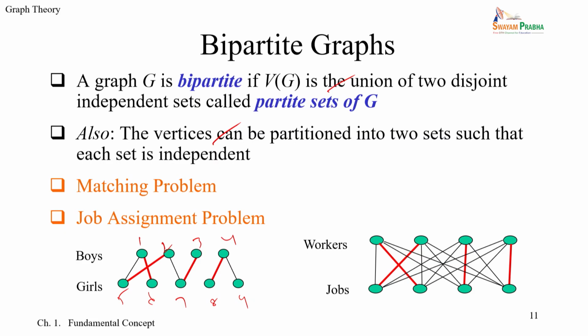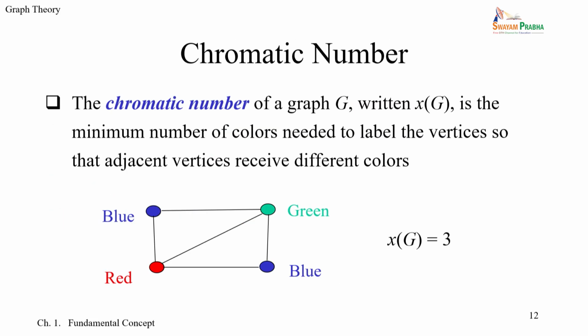Job assignment. See, the workers and jobs are the two categories. If workers can do all the types of the job, therefore, it is connected to all the 4 vertices, and similarly the second worker can also do all the jobs, and the third and fourth also can do all the jobs. So, this is a way we can draw a graph, right.